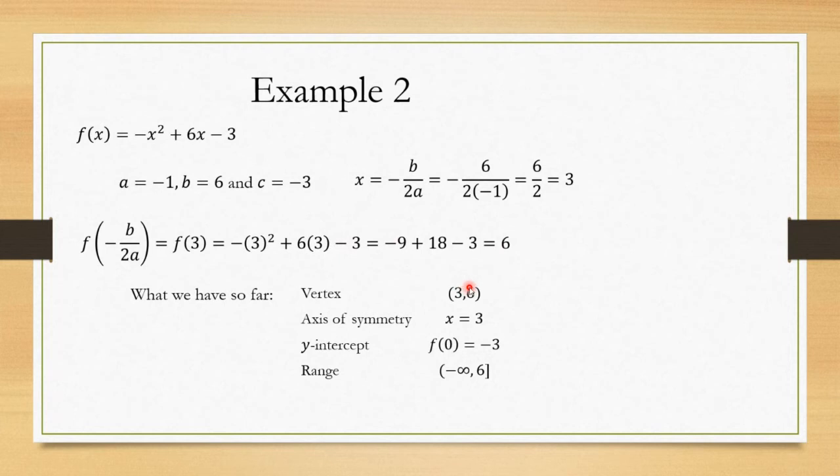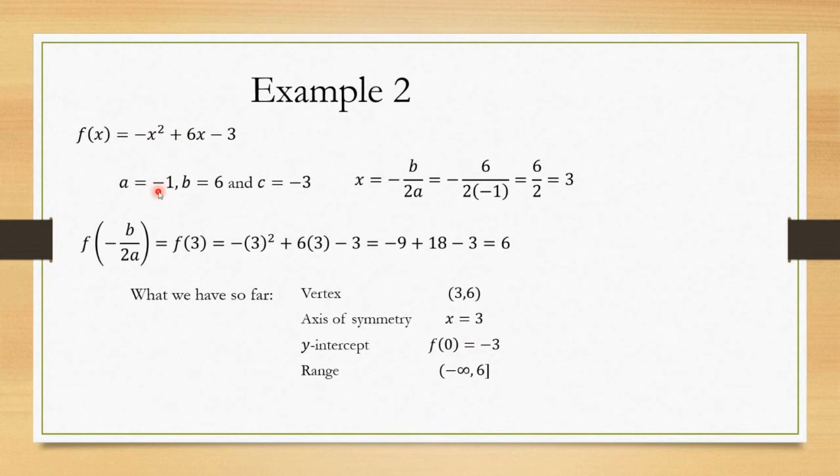The axis of symmetry, that's x equals 3. The y-intercept, again, that's just f of 0. For a quadratic function, it's actually pretty easy. It's just the constant term, mostly because the terms with x are going to vanish.